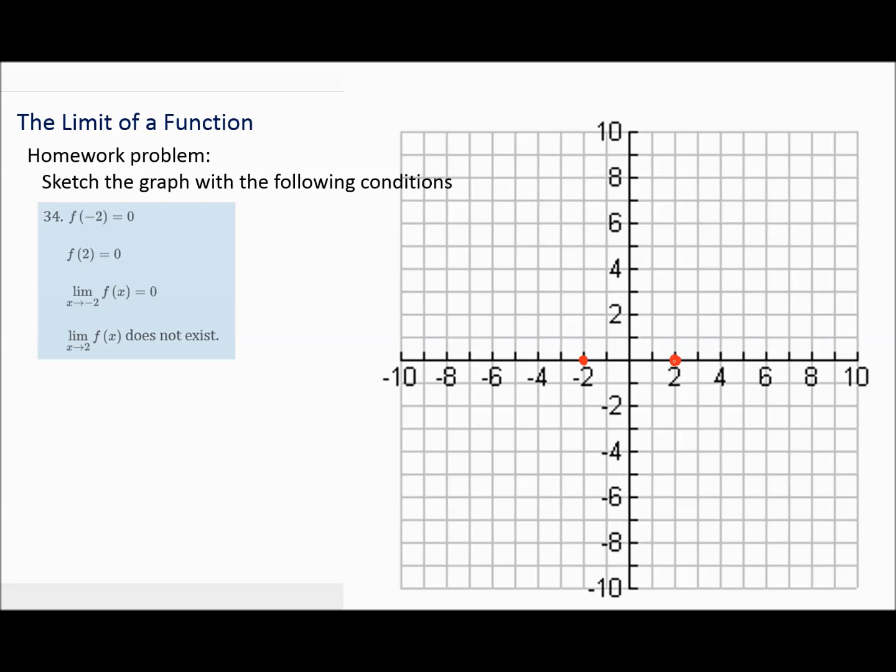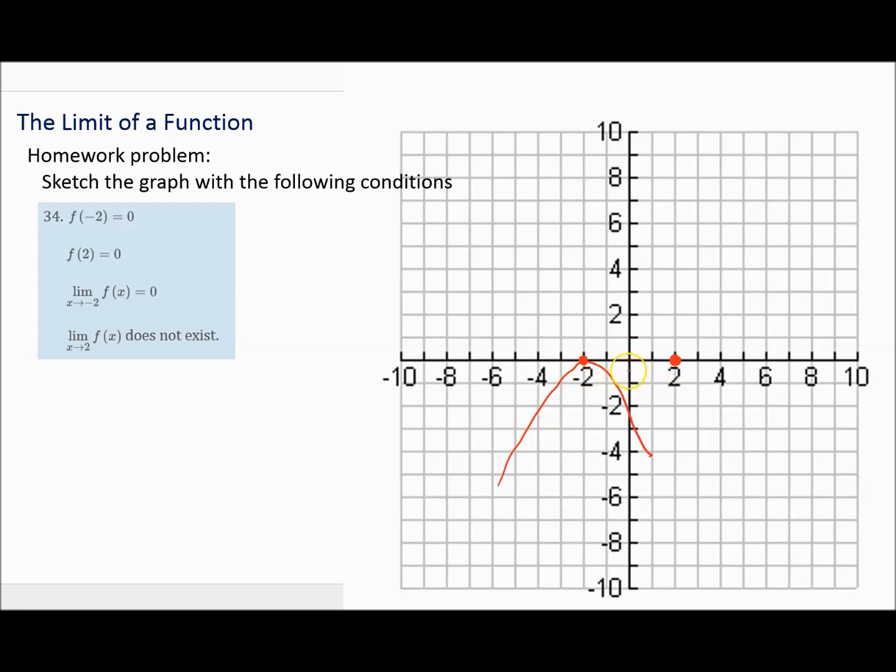Now it says the limit as x goes to -2 of my function is 0. So the limit, that means the limit from the left and the limit from the right at -2 match. Now this is where it could differ for everybody. Okay, so it could look, you know, like this, right? Because the limit from the left, as we get closer and closer to -2 from the left, my answer is 0.